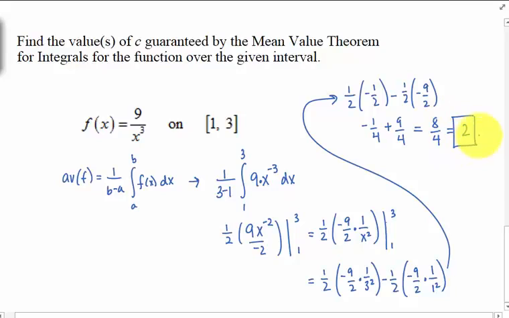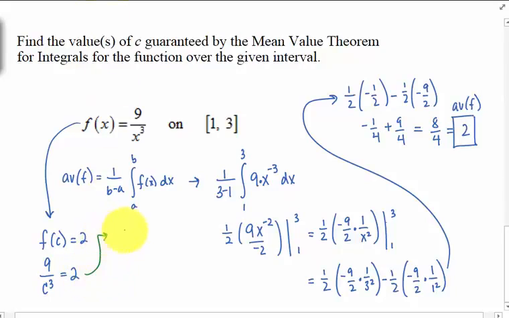Now remember, this is not our answer, this is our average value for f. Okay, so we're going to take this average value and we're going to set it equal to f at some c value, and we're going to figure out what that c value is. So let's take our function, 9 over c cubed equals 2, and we want to know what our c value has to be. So I'll do this in a different color so it's a little bit easier to see.